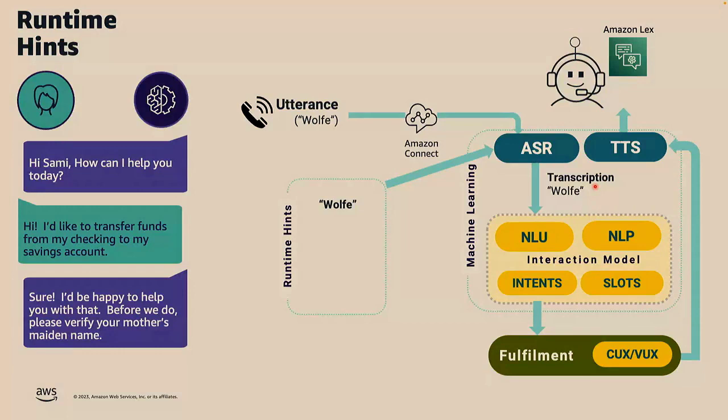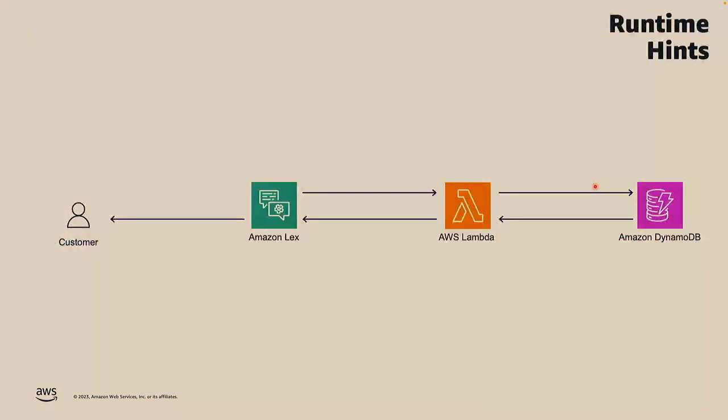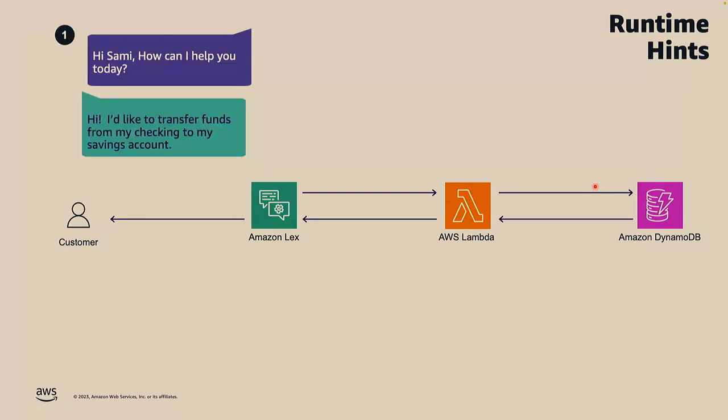So I have one more example of this that I'm going to walk through, but before that, let's take a look at what's happening behind the scenes here. So again, we have some dialogue. Hi, Sammy, how can I help you today? I want to transfer funds from my checking to my savings account. And from that, we are going to use a code hook on the initialization part of the interaction model to invoke a Lambda function.